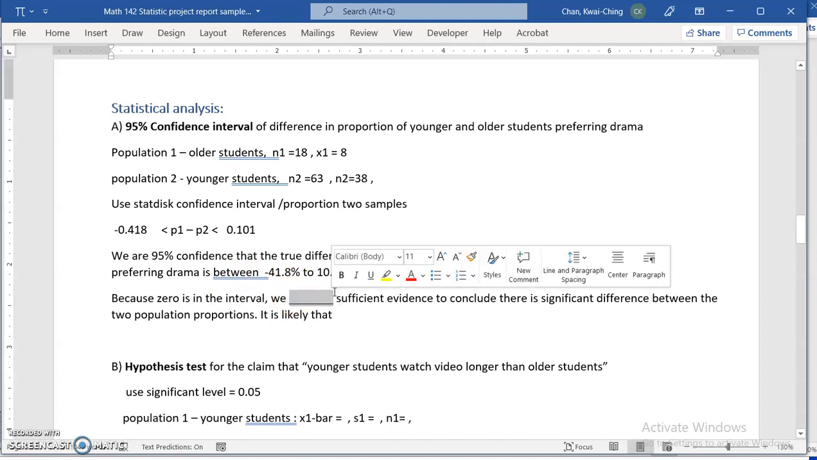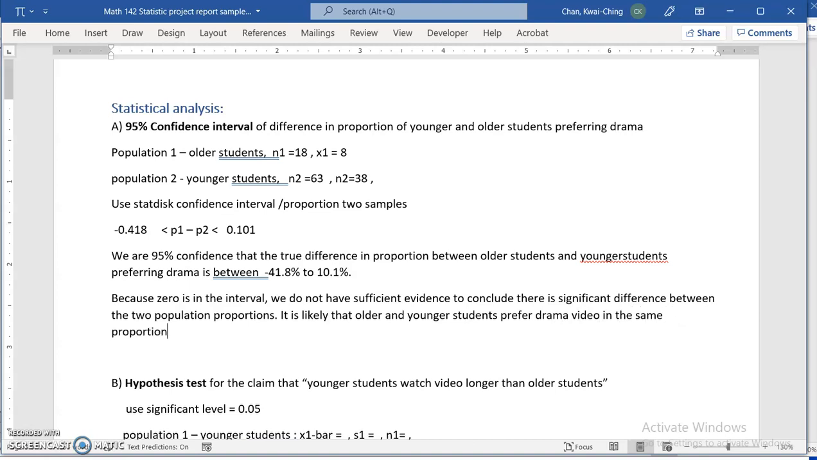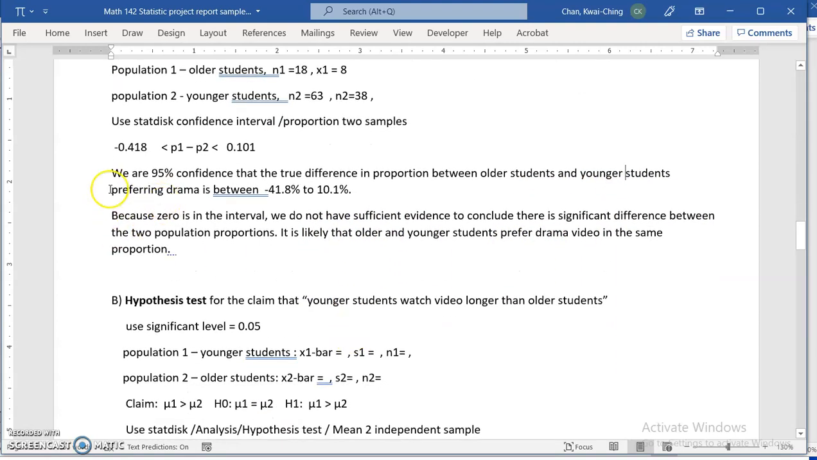Do we have sufficient evidence? We do not have sufficient evidence to conclude that there is a significant difference between the population proportions. It is likely that both older and younger students prefer drama videos in the same proportion. Yeah, so that's the conclusion, and that's the interpretation of your confidence interval.